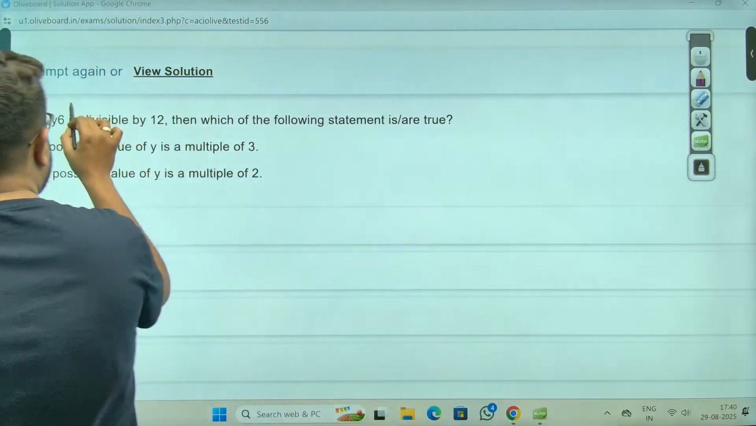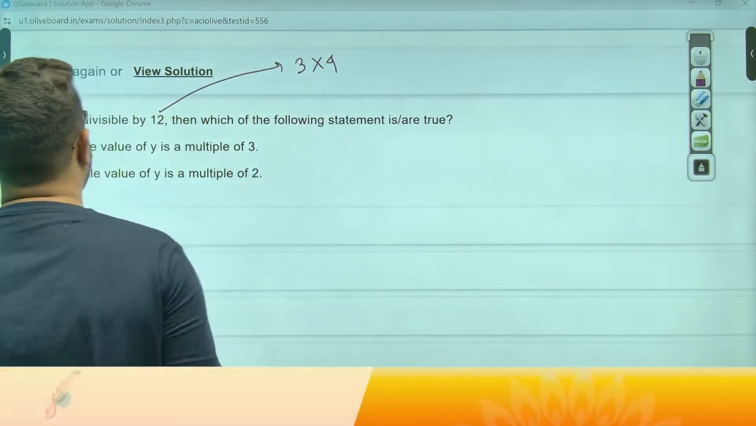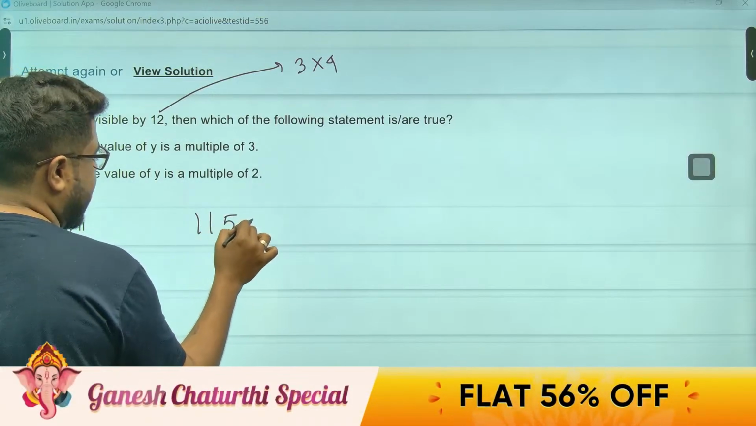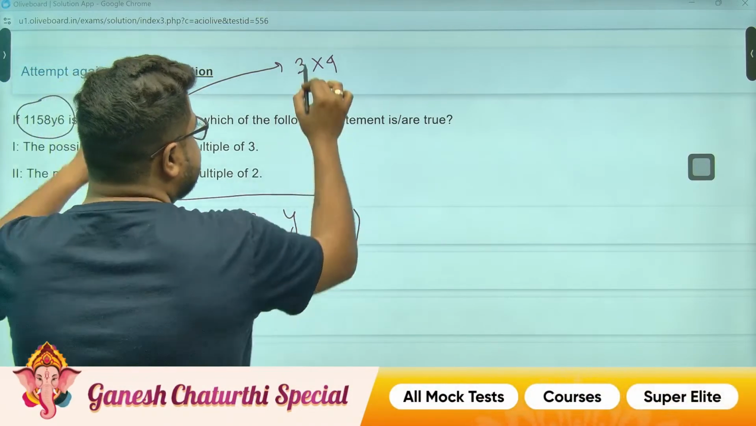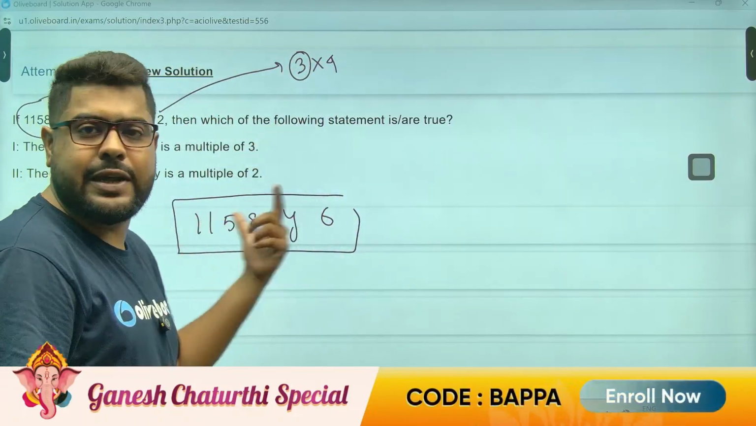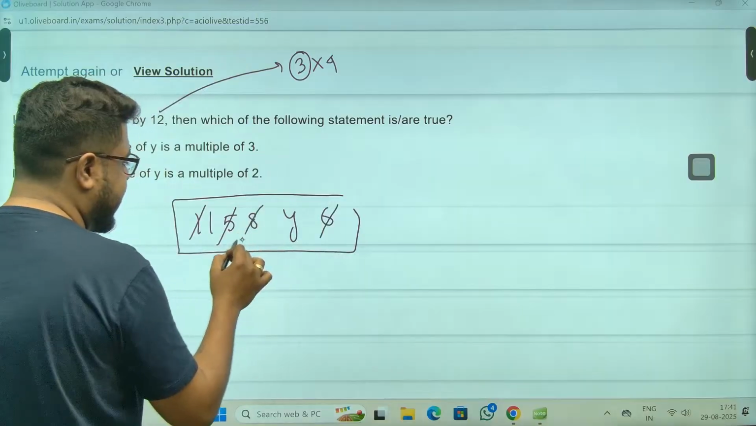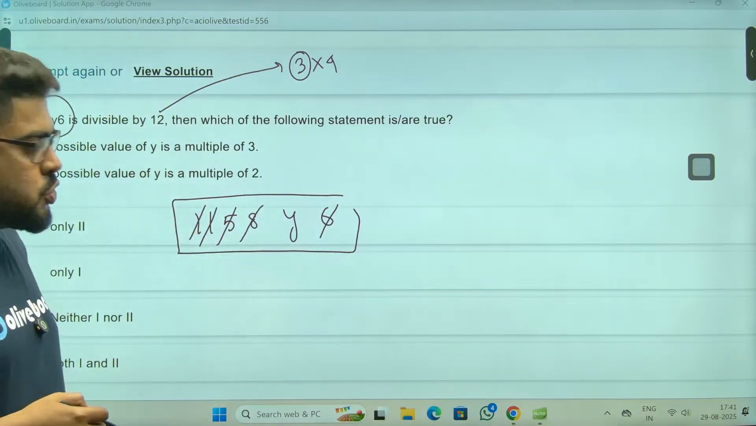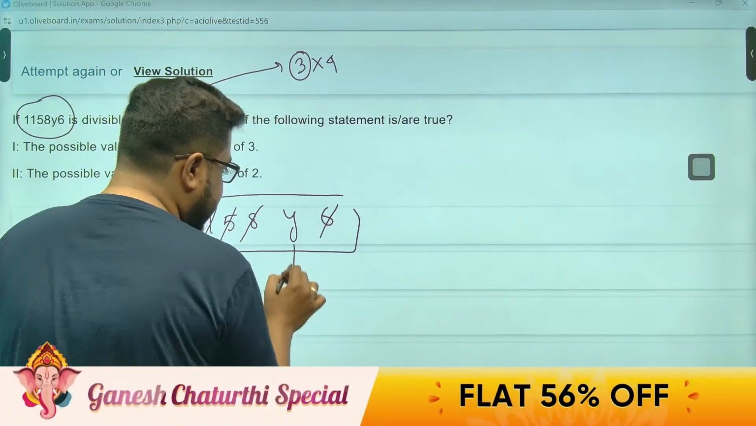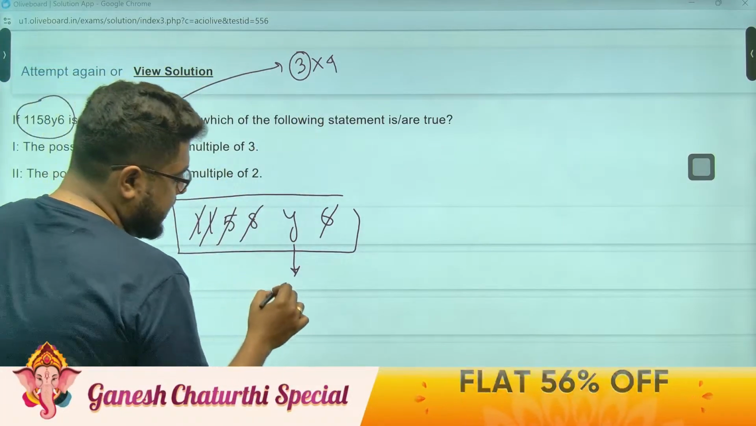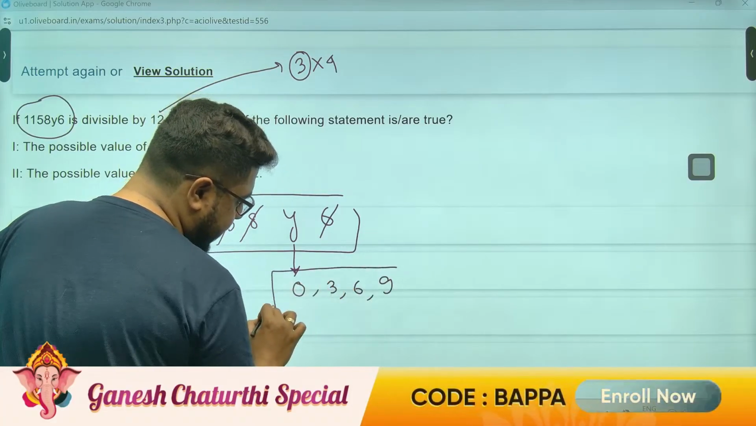It is divisible by 12. So 12 means 3 into 4. Chalo. 1158y6. Sir, it is divisible by 3, meaning the sum should be divisible by 3. Sir, 5 and 1, 6 is divisible, 6 is divisible, 8 plus 1, 9 is divisible. So the whole number is divisible by 3. That means y can be what? If it needs to be divisible by 3, it can be 0, 3, 6, 9, any multiple of 3.